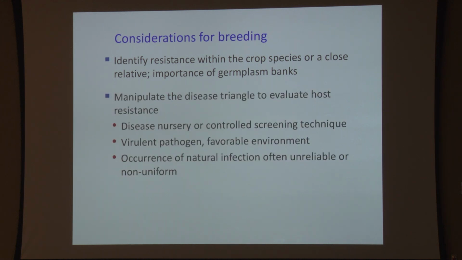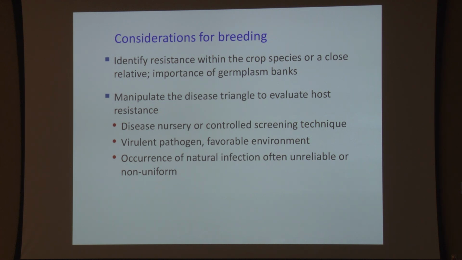And then the disease triangle is manipulated to evaluate host resistance. So either by having a disease nursery in the field or in a controlled environment to screen for resistance, using a virulent pathogen, a favorable environment, for example, using misting in a greenhouse or whatever needs to be done to favor disease. Unfortunately, in the field, the occurrence of natural infection is often unreliable or non-uniform. So it can be a real problem if you get diseases in some years or some locations, but not every year.